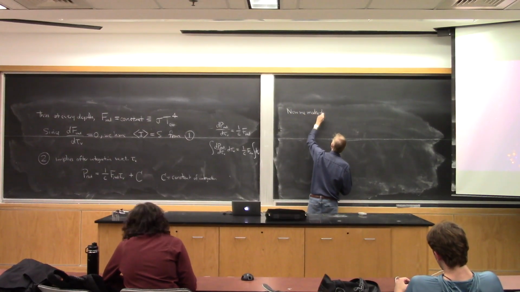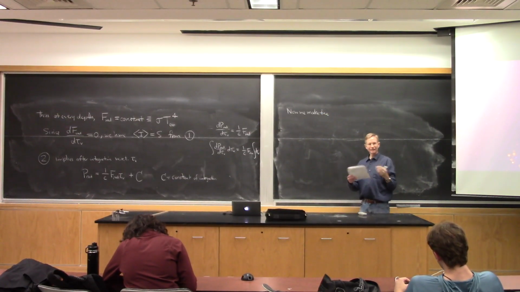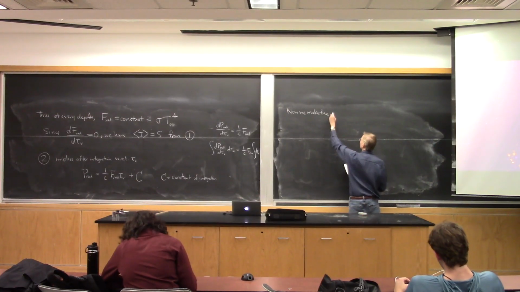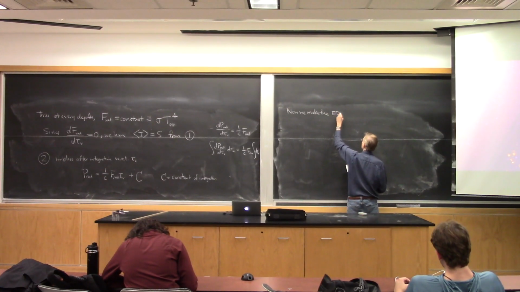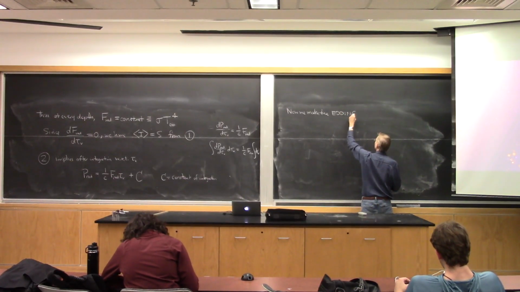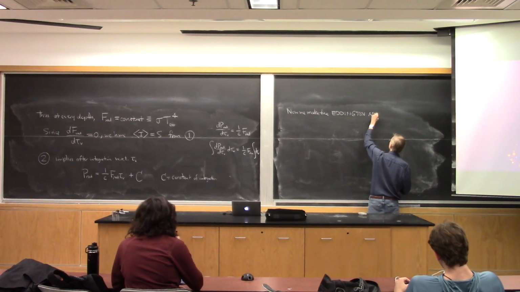Now we make the Eddington approximation. Remember we talked about the Eddington limit before for stars and stuff like that. Turns out he was a very talented astrophysicist, theoretical astrophysicist. Now we make the Eddington approximation.